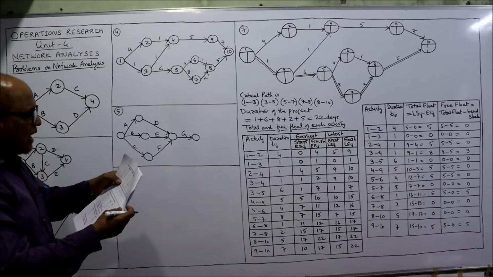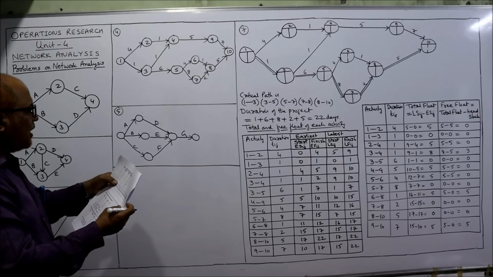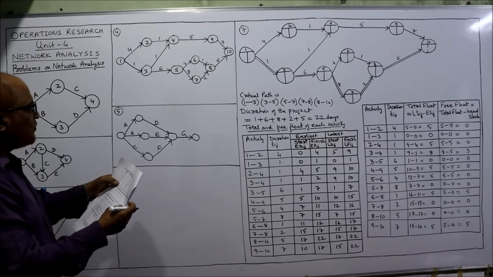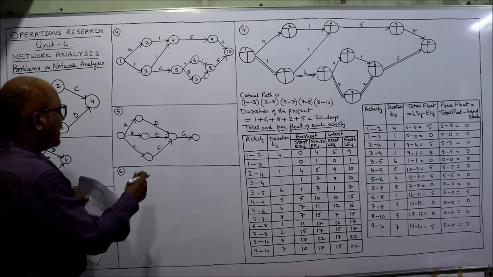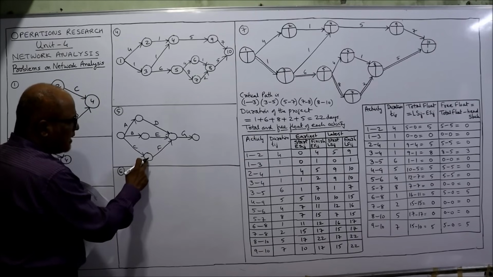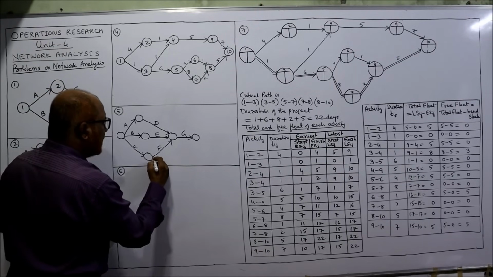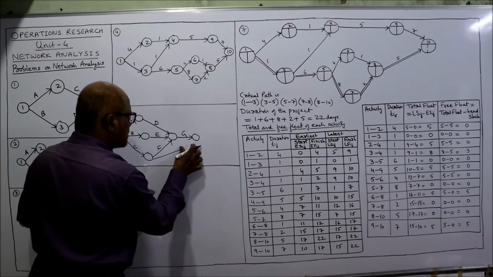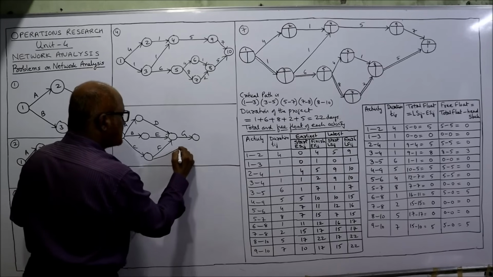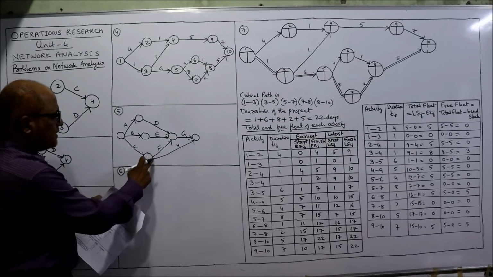Now last one, I follows after G and H. H follows after C. After C, H follows. So C is completed here. After completing C, H follows. So we will join like this. This is the H activity. H follows after C, right?